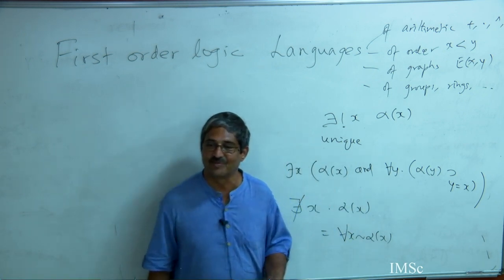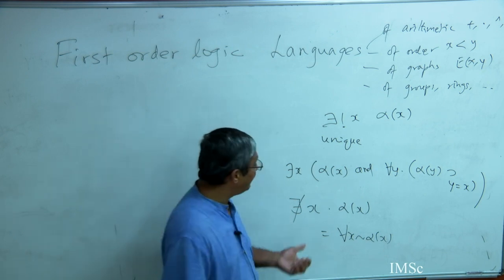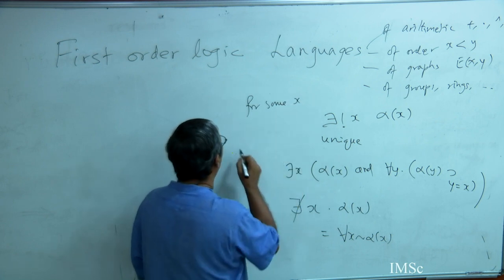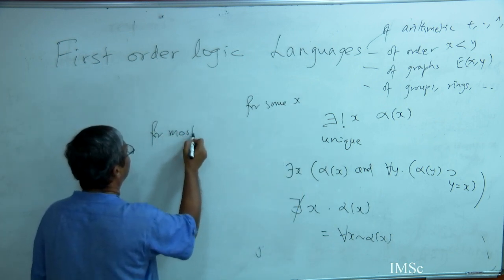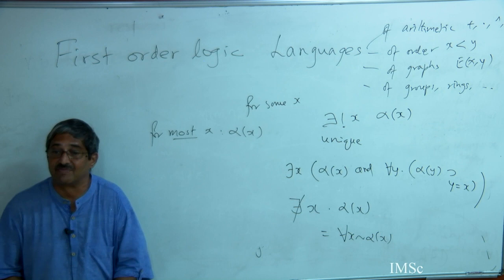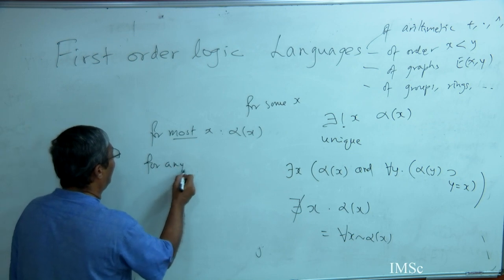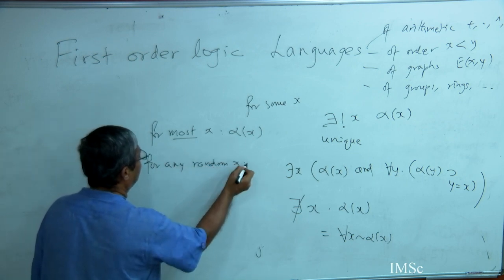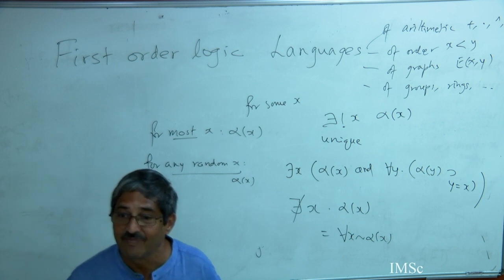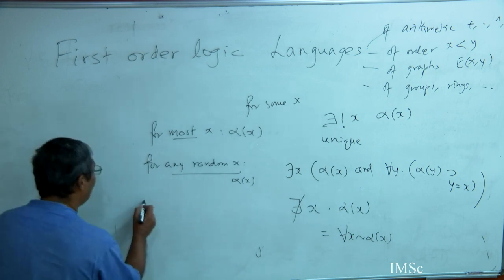So, do you want to suggest some quantifier right now? Any other quantifier? For some x is there exists x. There exists x is the same as for some x. What about for most x? We do write mathematical statements of this form, right? What about for any random x? For any randomly picked x, for any x picked uniformly at random, we do write statements of this kind, right? What about for infinitely many x?